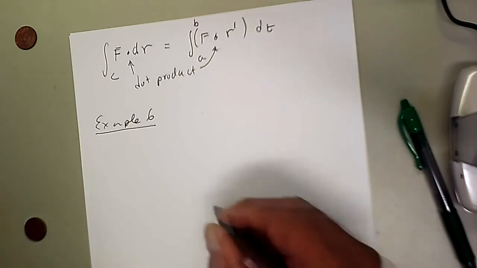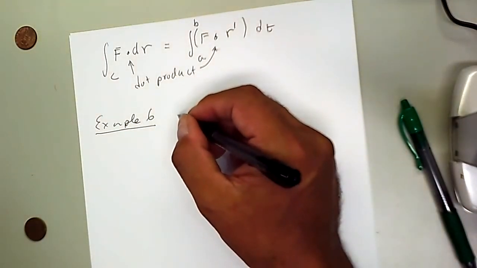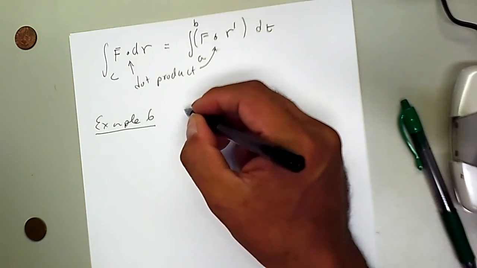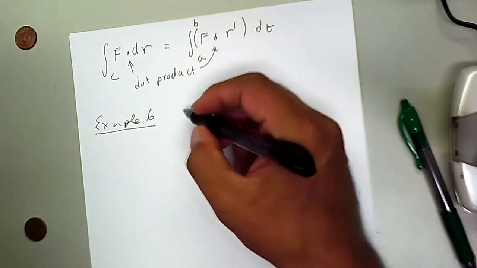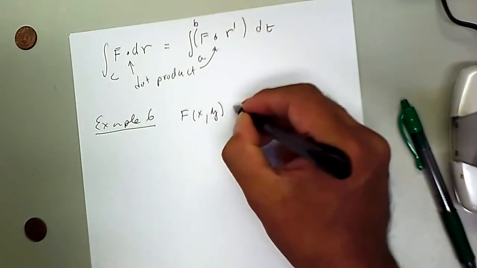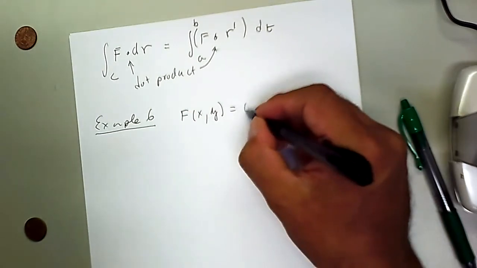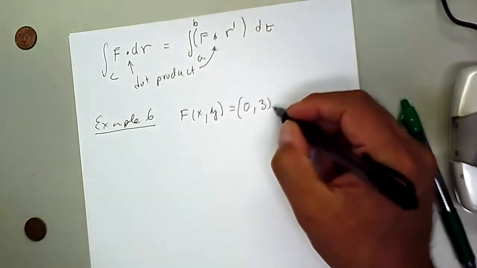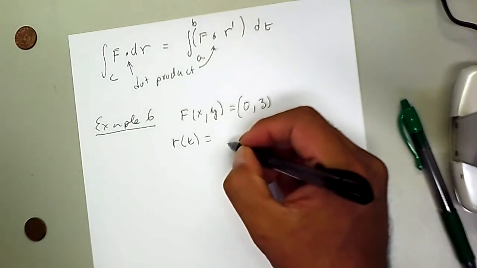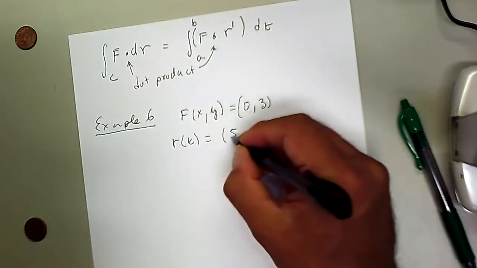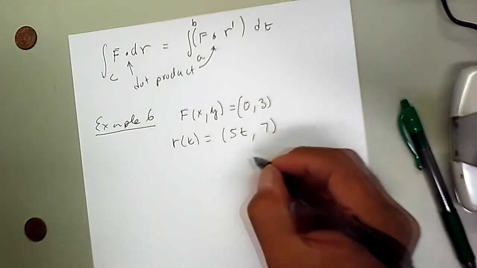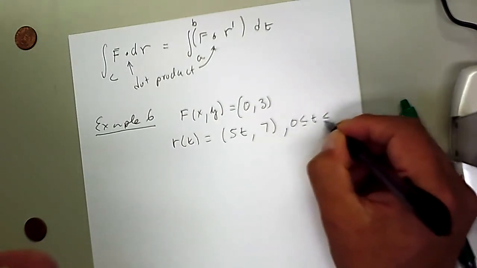So, example 6. We're going to do a few examples that are very straightforward to help us understand what this is about. So the force, or the vector field, is going to be a constant. It is going to be 0, 3. The path we're going to take, r of t, is going to be a straight line. It is going to go 5t, 7, as t runs from 0 to 2. 0 less than or equal to t less than or equal to 2.